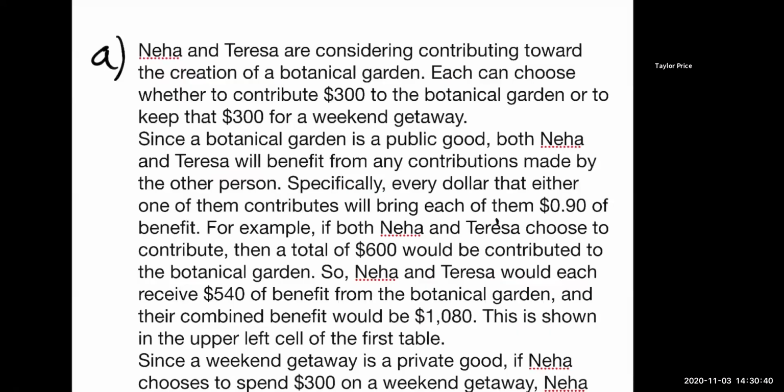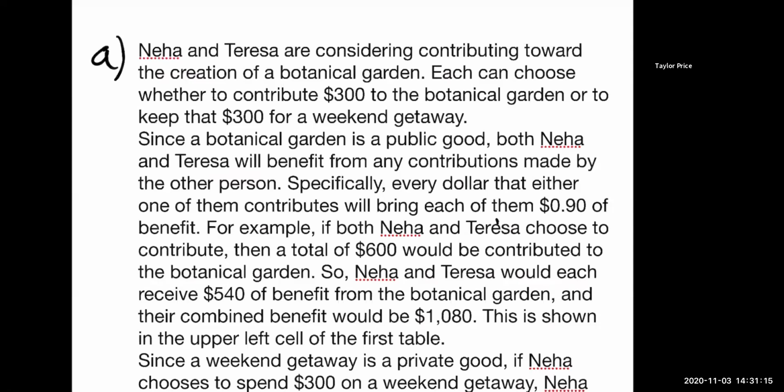Okay, so the first question someone posed is the post-lecture question that's asking about Neha and Teresa and their contributions. When you see a question like this, the first thing to think is that it is really trying to get at the concept of what is the benefit to everyone who is in this particular market.